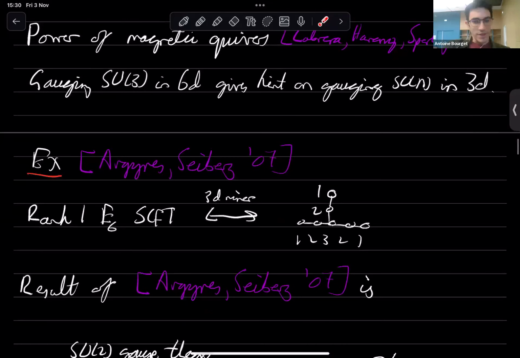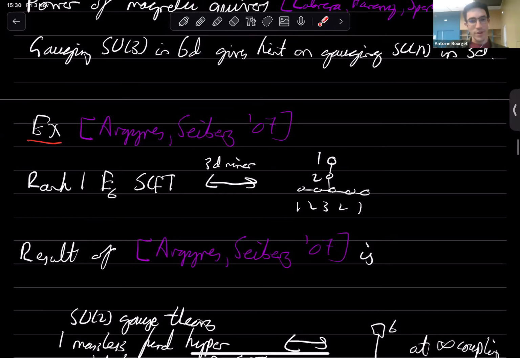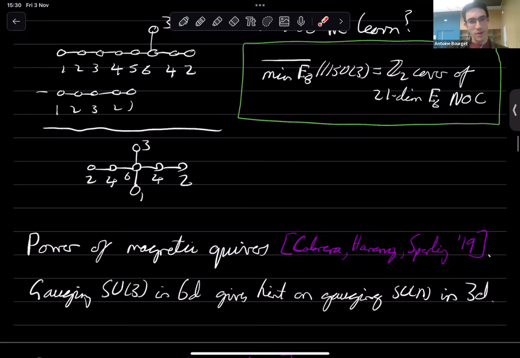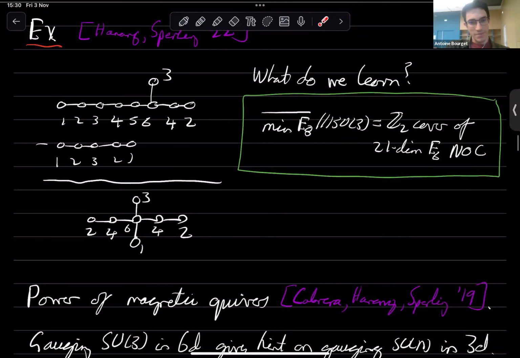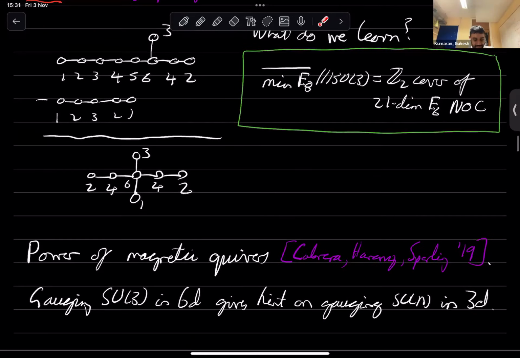Okay. So in this example, can you go one step further and try to gauge an SU4? Because then yes, you can. You can. That is an example I will cover later on. Okay. Then I wait. Yeah.